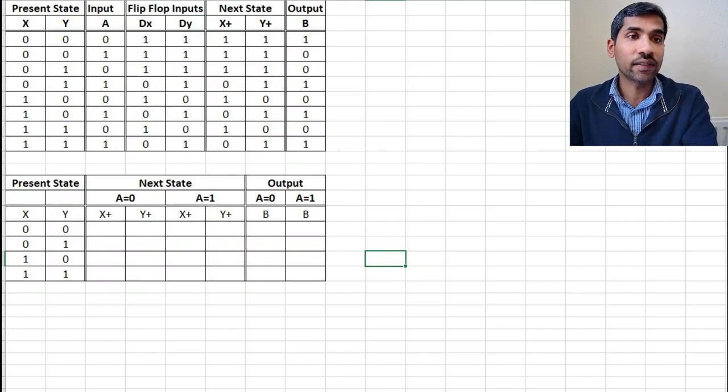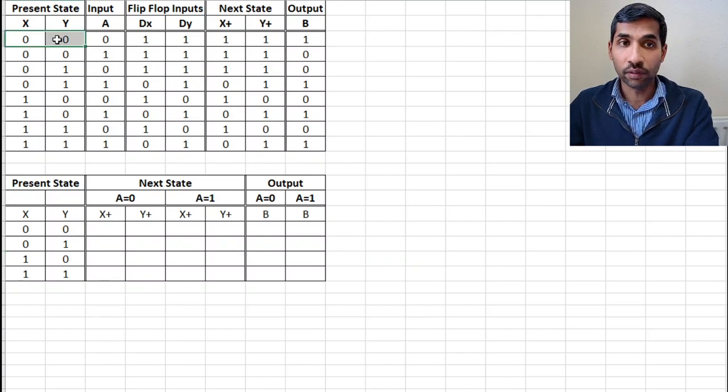So let's take, for example, you are in state 0 0 and you get an input of 0. Which state do you go to? You go to this next state, which is 1 1, right? So you go to 1 1. What if you were in state 0 0 and you get an input of 1? Which state do you go to? You still go to 1 1.